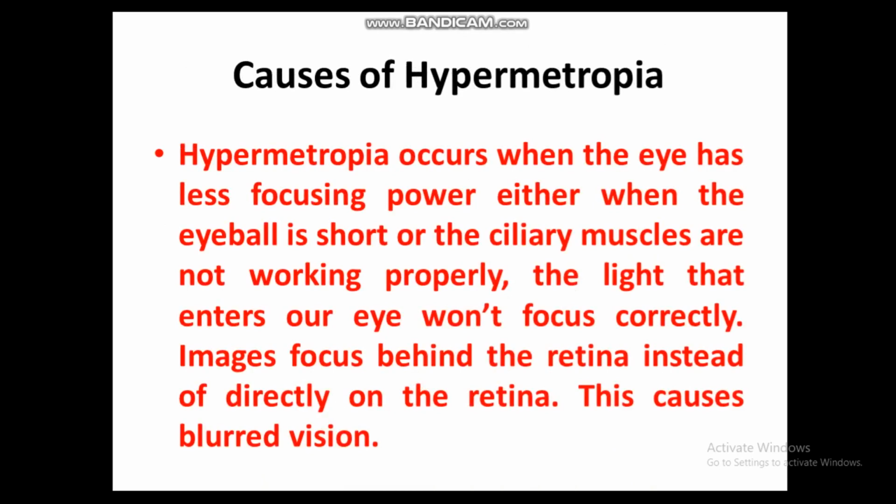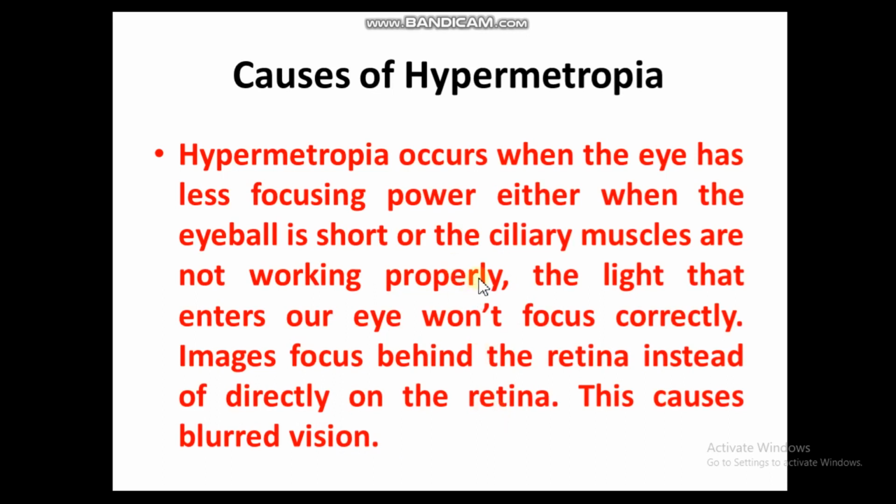So hypermetropia occurs when the eye has less focusing power. So when the eye lens has less focusing power, either the eyeball is too short or the ciliary muscles are not working properly. In those cases, the eye lens has less focusing power, and due to that the light that enters our eye won't focus correctly, and images are focused behind the retina instead of directly on the retina.